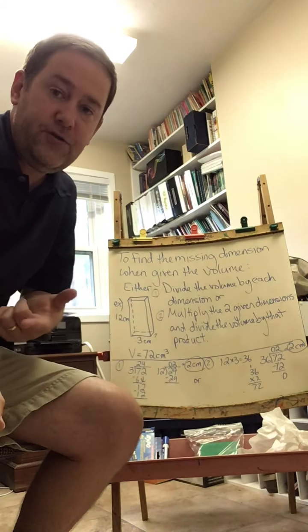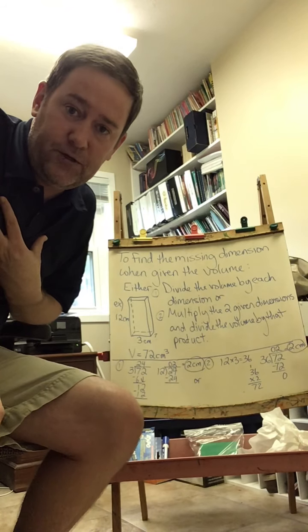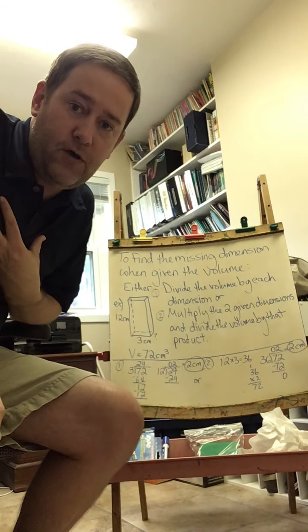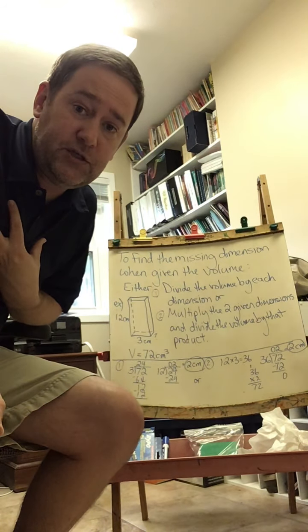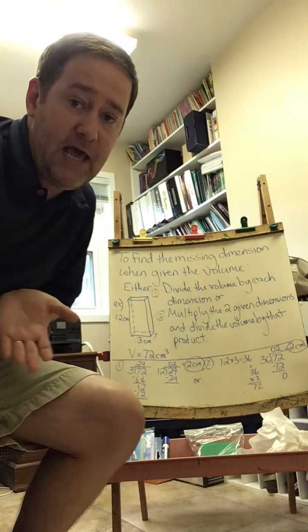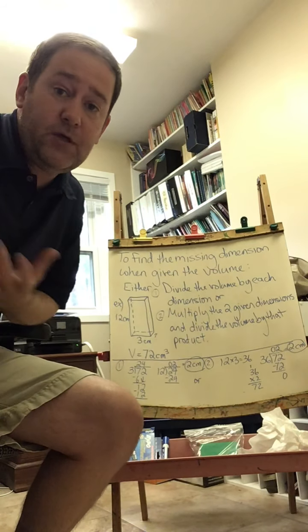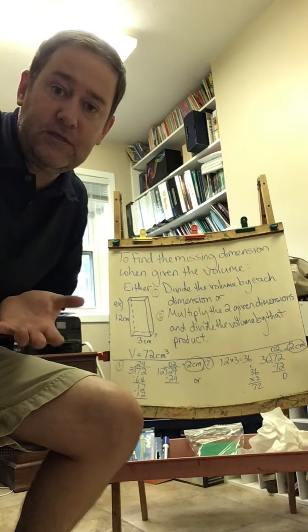The other thing we have to do is they will give us the volume of a three-dimensional figure. And then once we know the volume, they're going to give us two of the three dimensions, and our job is to find the missing dimension. It could be the length that we don't know, it could be the width, or it could be the height. There are different ways to do the same thing.